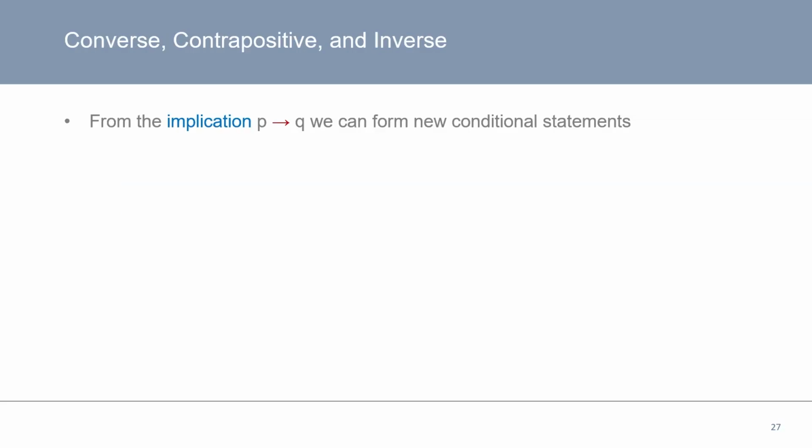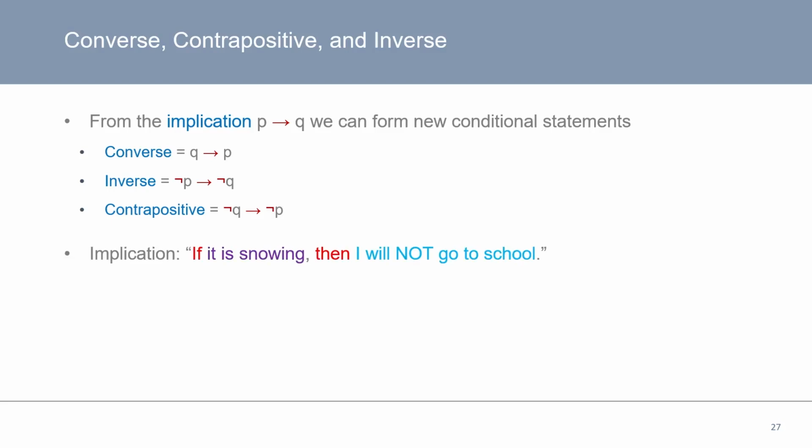Let's also take a moment to define converse, contrapositive, and inverse. Starting with the implication if P then Q, we can describe new conditional statements. If we have the statement if Q then P, this is called the converse of our original implication. If we have the statement if not P, then not Q, this is called the inverse of our original implication. And if we have the statement if not Q, then not P, this is called the contrapositive of our original implication.